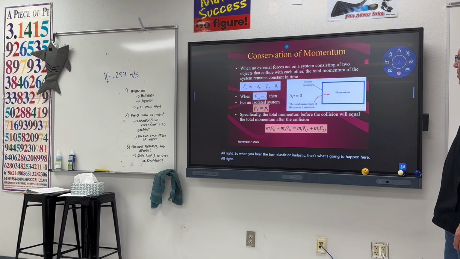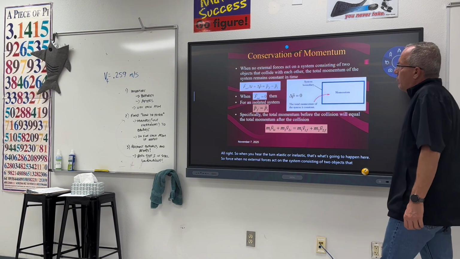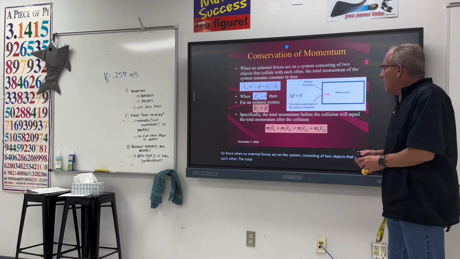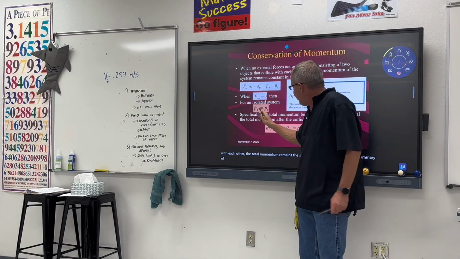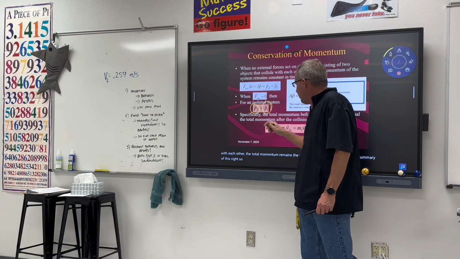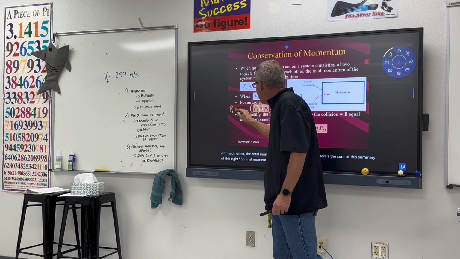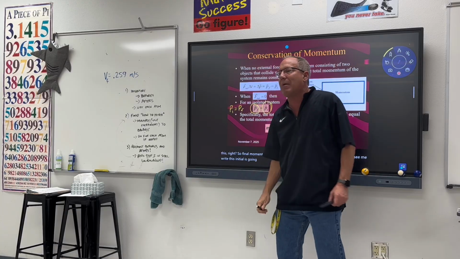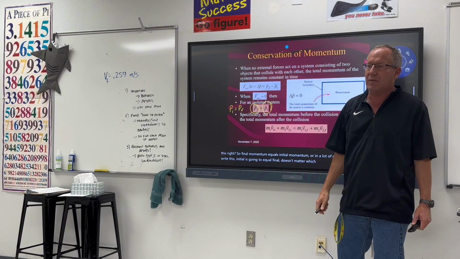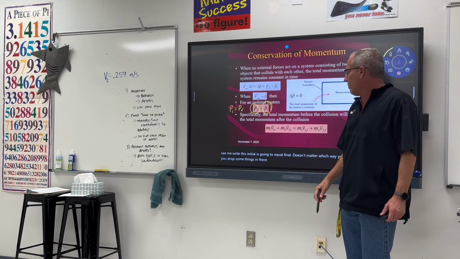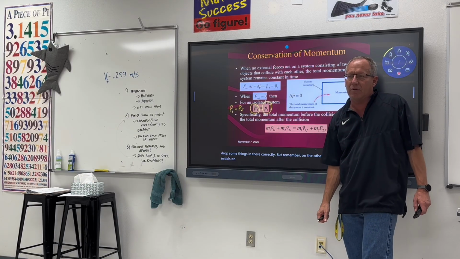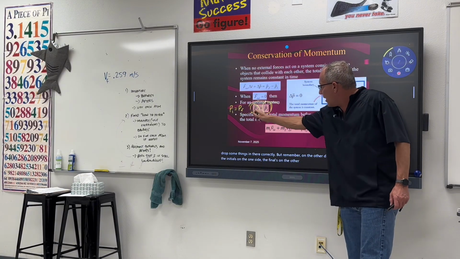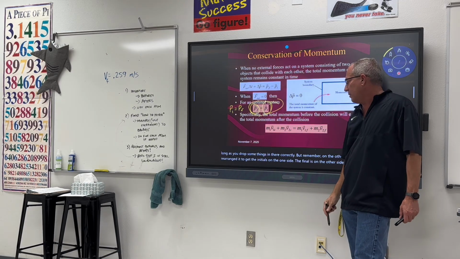So when no external forces act on the system consisting of 2 objects that collide with each other, the total momentum remains the same. Now, here's the summary of this. Final momentum equals initial momentum, or in a lot of cases you'll see me write this, initial is going to equal final. It doesn't matter which way you write it as long as you drop things in correctly. But remember the other day, I rearranged it to get the initials on one side, the finals on the other side, for this reason right here, conservation of momentum.